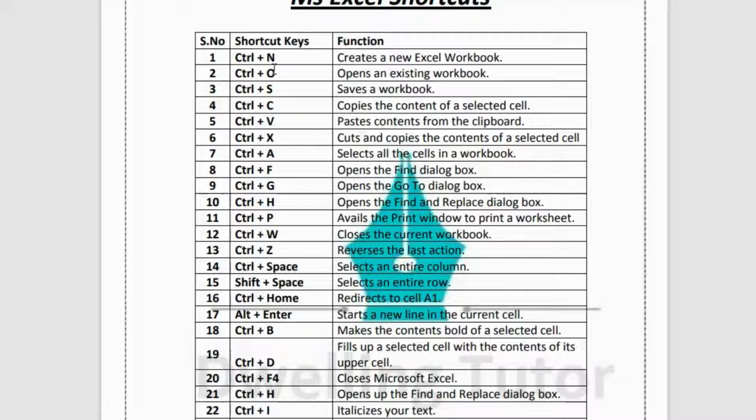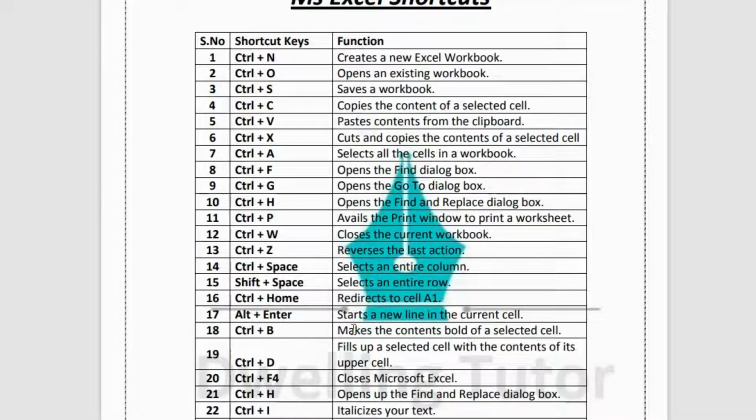So there are many Excel shortcuts which I have categorized here. If you want to copy some content from a selected cell, you can press Ctrl plus C. If you want to select all the cells in a workbook, then you can press Ctrl plus A. If you want to print your Excel file without going to the File menu, you can just use a shortcut like Ctrl plus P.